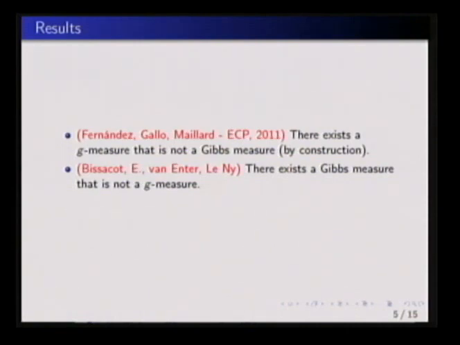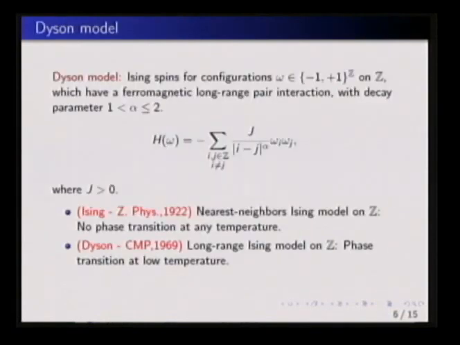And we prove that there exists a Gibbs measure that is not a G measure. This Gibbs measure comes from the Dyson model. The Dyson model is the ferromagnetic Ising model with long-range interactions, where the interactions decay polynomially with parameter alpha. This is the Hamiltonian of the Dyson model. We are considering the ferromagnetic case. Note that for the Ising nearest-neighbor case, the classical Ising model, we don't have a phase transition at any temperature on Z. But for the Dyson long-range interactions, we have a phase transition at low temperature.